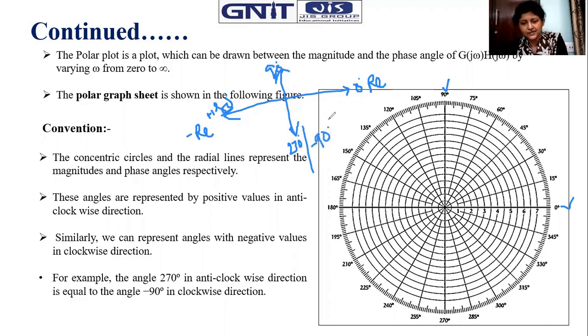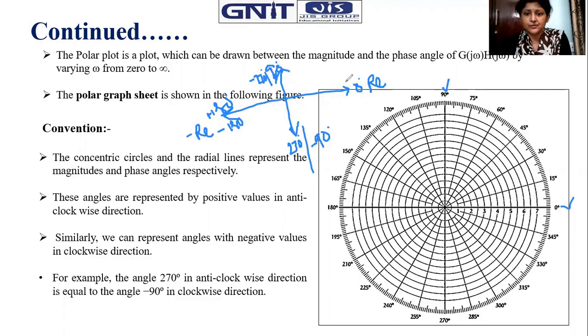By the angle convention, if it is clockwise, it is represented as a negative angle. If it is anti-clockwise, it is regarded as a positive angle. So it is minus 90 degree, then minus 180 degree, then 90 degree or minus 270 degree. That concept should be very clear.